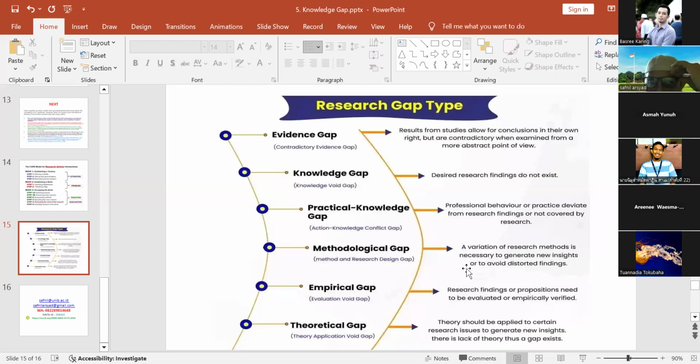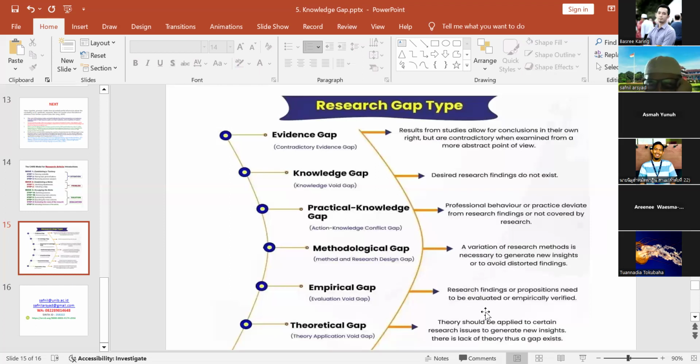A methodological gap: a variation of research method is necessary to generate new insights, or to avoid distorted findings. For example, most of the previous studies use a qualitative approach and none of them use a quantitative approach. We need to do the research using a quantitative approach because of a particular reason: quantitative research usually uses a much bigger sample size than qualitative research. So this is an example of methodological gap. We look at the limitations of the previous studies from the method or the research design.